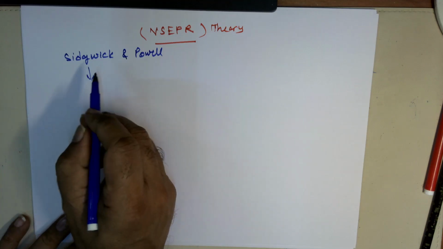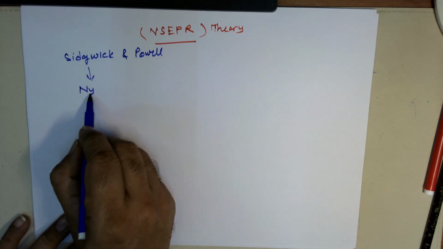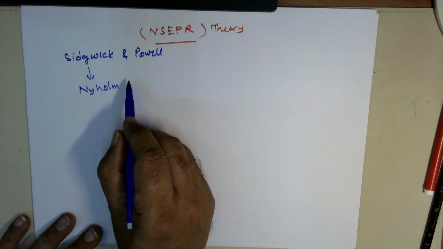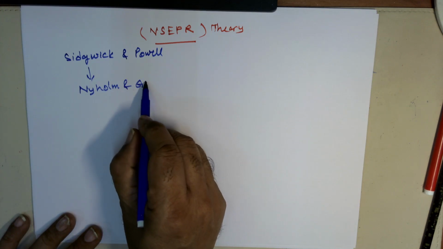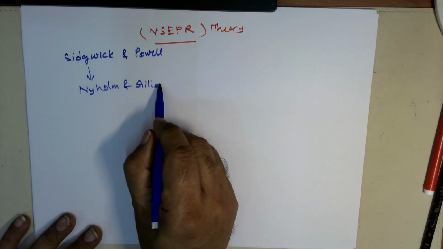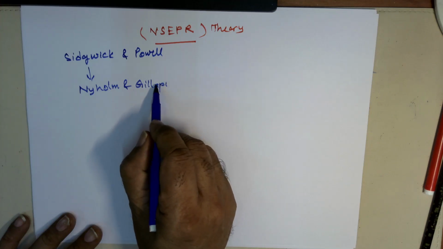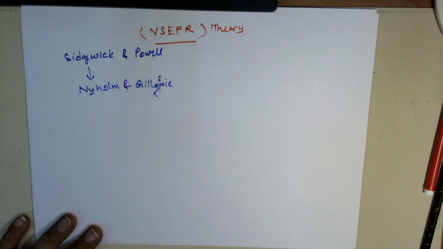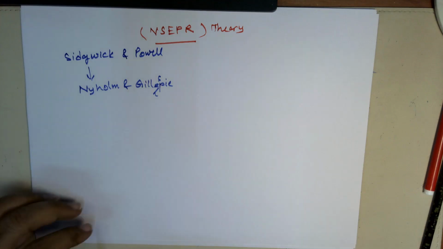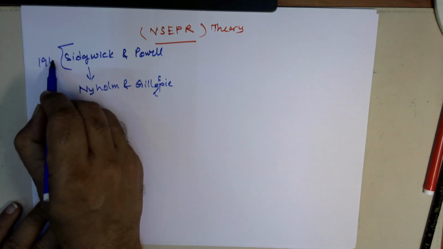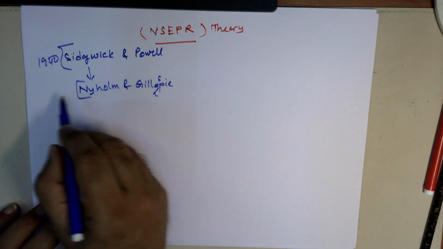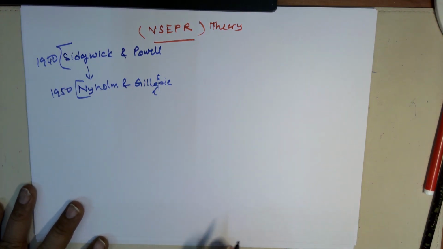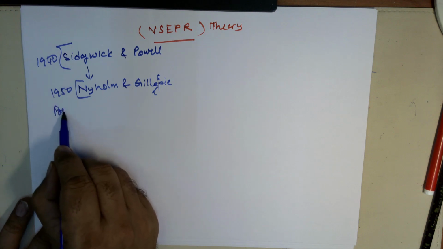Later on, it was further developed by Nyholm and Gillespie. Gillespie, in 1950. So they found it in 1940. Then later they developed it as a beautiful concept in 1950. So they formed some postulates, take down postulates.